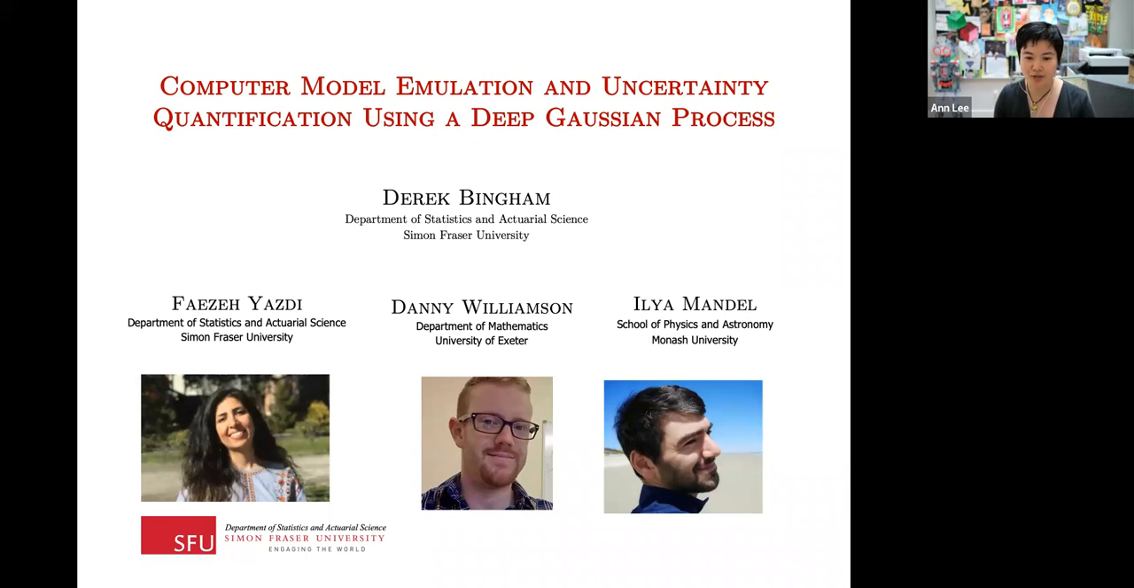Derek's current research is in developing statistical methods for combining physical observations with large-scale computer simulators. His research and methods are, in the true spirit of STAMPS, motivated by real-world applications, and Derek is actively collaborating with scientists at US National Labs and the US Department of Energy. Today he will talk about computer model emulation and uncertainty quantification using a deep Gaussian process.